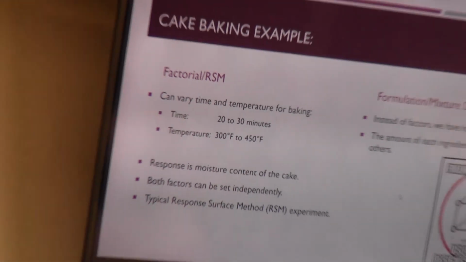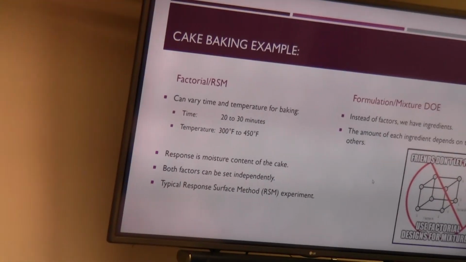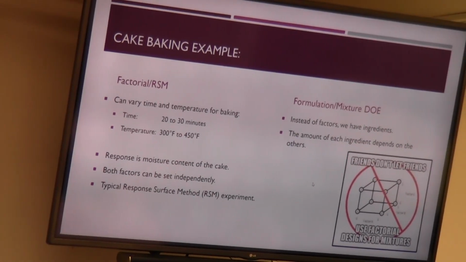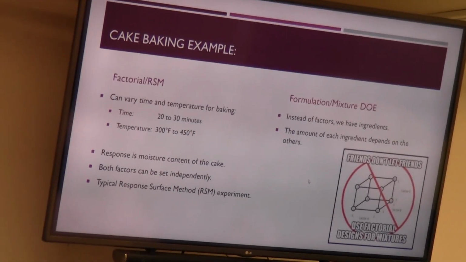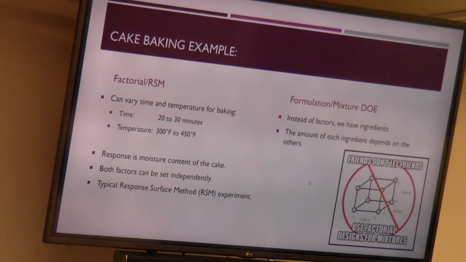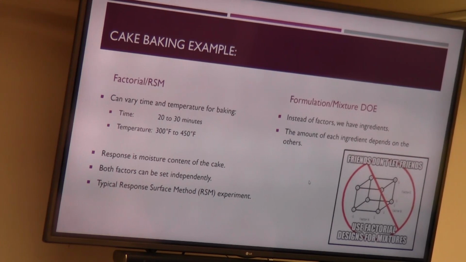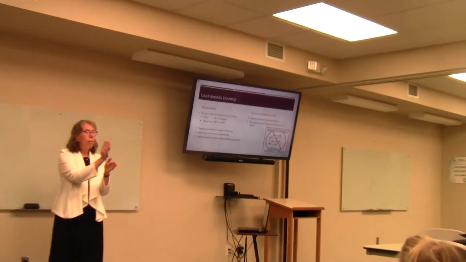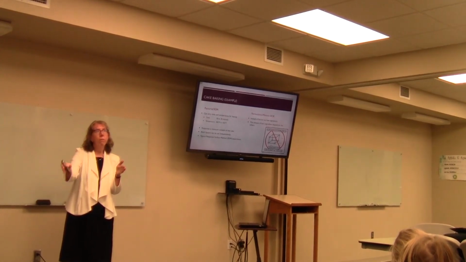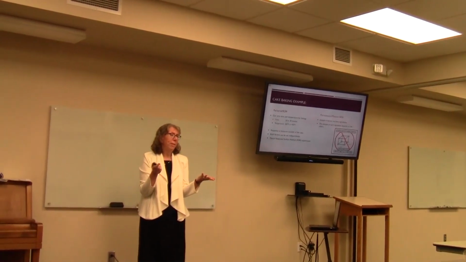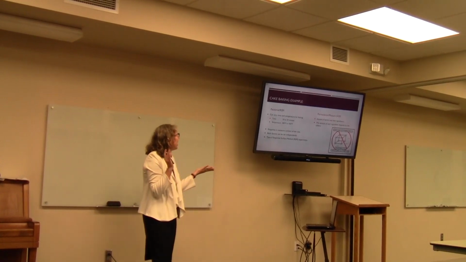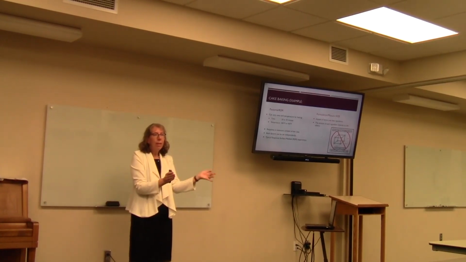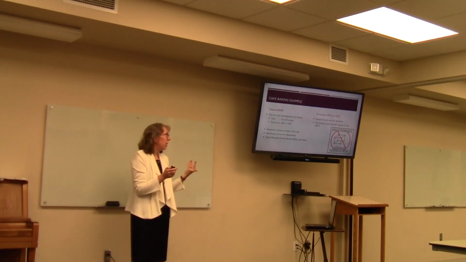Well, if we talk about cake baking as an example, if we want to test different bake times and temperatures, what's the optimal time and temperature to bake the cake to get the best moisture, if moisture content is our response? Then we can say, I'm going to bake it for 20 minutes at different temperatures: 300, 350, 400, 450, and see what happens, what starts burning. Or I could just keep the temperature the same and vary the time and see what kind of responses we have. And we can set up that experiment.